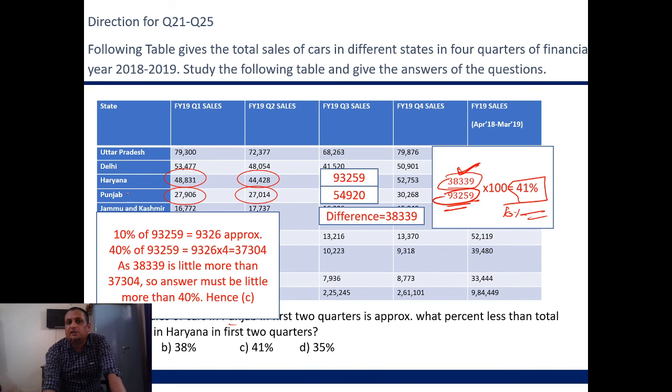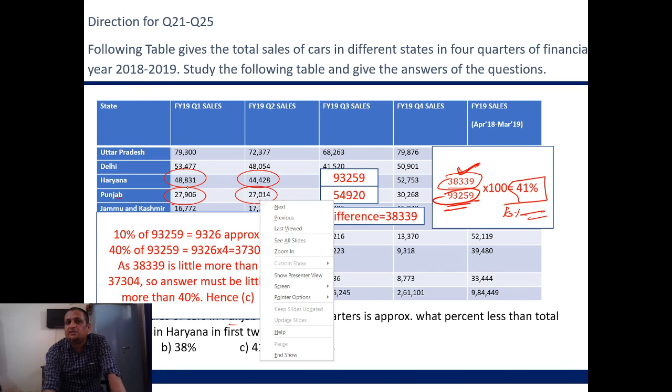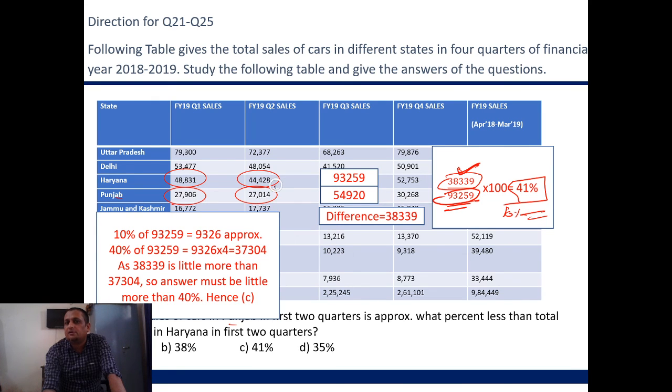So what was the question? Question was, the sales of Punjab in first 2 quarters is what percent less than the sales of Haryana in first 2 quarters. The difference is this. Base is this. 10% of the denominator is 9325. This value is slightly more than 4 times of this. So it means answer should be slightly more than 40%, and then the only option left is option C.